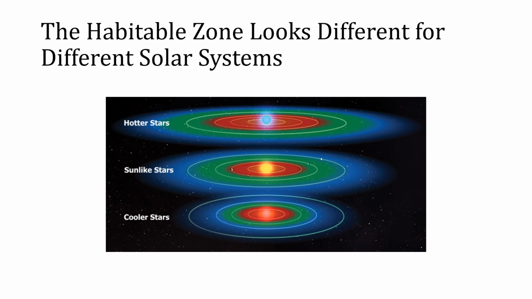And so this last point that I want to make is that the habitable zone can look different for different solar systems. And by that I mean that for different stars, the habitable zone will look different. So you can see here, if you look at these white rings in these different solar systems here, the white rings are all the same size. They're the orbits of planets, right?